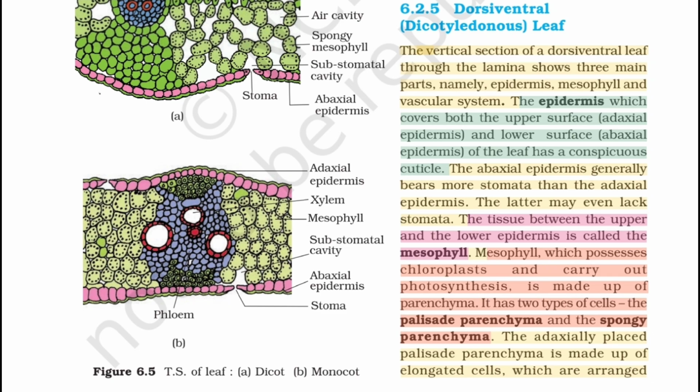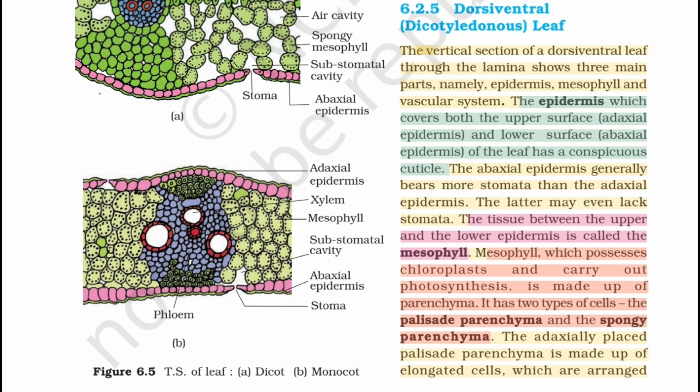6.2.5 Dorsiventral dicotyledonous leaf. The vertical section of a dorsiventral leaf through the lamina shows 3 main parts, namely epidermis, mesophyll and vascular system. The epidermis, which covers both the upper surface, adaxial epidermis, and lower surface, abaxial epidermis, of the leaf has a conspicuous cuticle. The abaxial epidermis generally bears more stomata than the adaxial epidermis. The latter may even lack stomata.